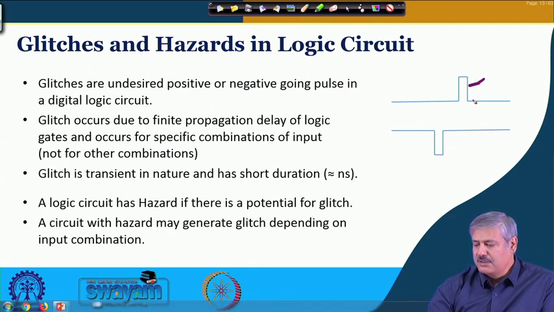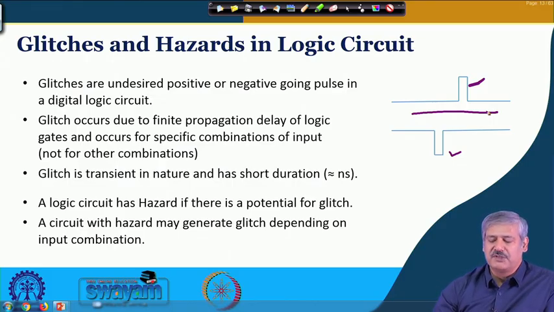Undesired means this is a positive going pulse and this is a negative going pulse. Undesired means it was not supposed to go. It was supposed to be straight like this, but then something happens. A glitch occurs due to the finite propagation delay of logic gates and occurs for a specific combination of inputs. So only for certain specific combinations of input will it happen; it does not occur all the time. For another combination it may not occur.